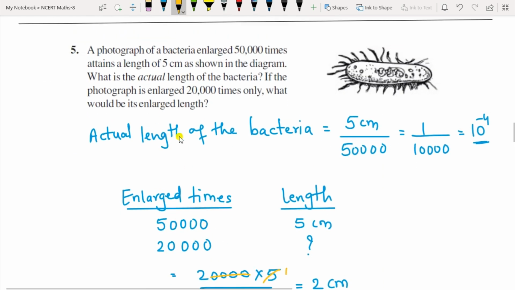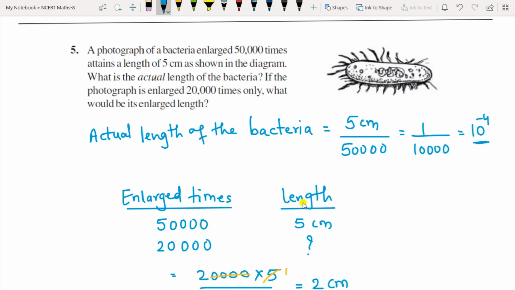This one, a photograph of a bacteria enlarged 50,000 times attains a length of 5 cm as shown in the diagram. Now what is its actual length? The actual length of the bacteria will be 5 cm upon 50,000 times. It will be 10 raised to minus 4. So 10 raised to minus 4 centimeter is the actual length of the bacteria. Then if the photograph is enlarged 20,000 times only, what is its enlarged length?